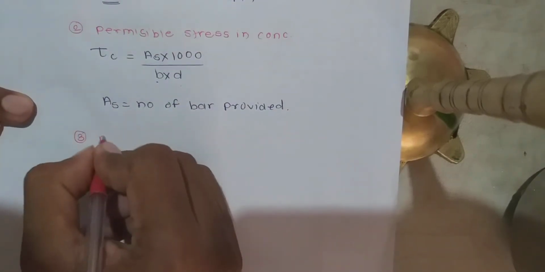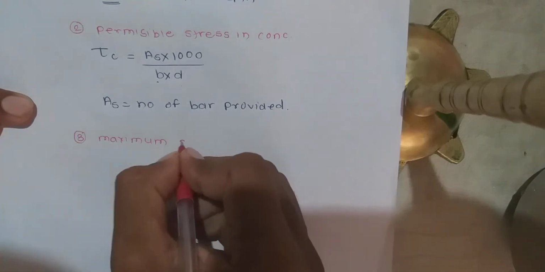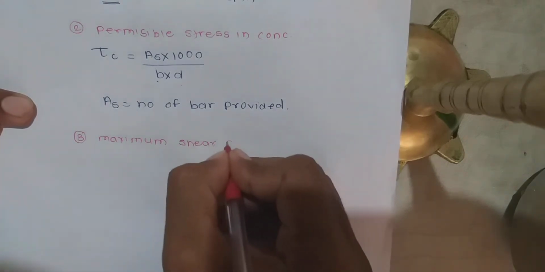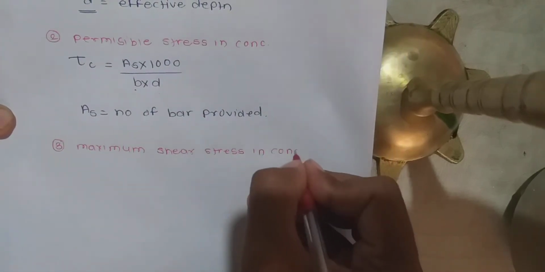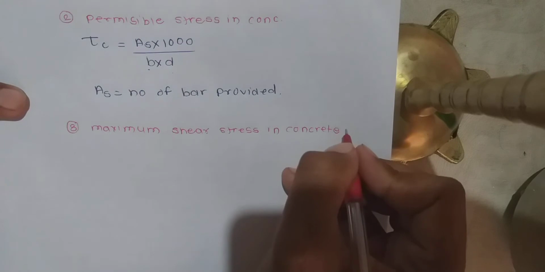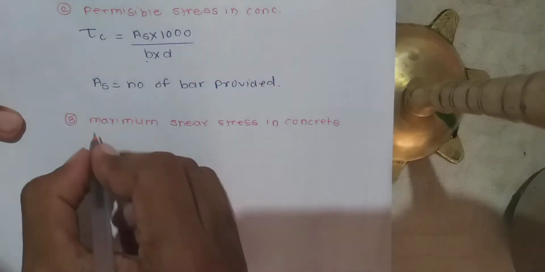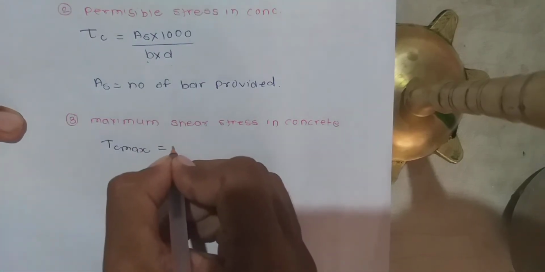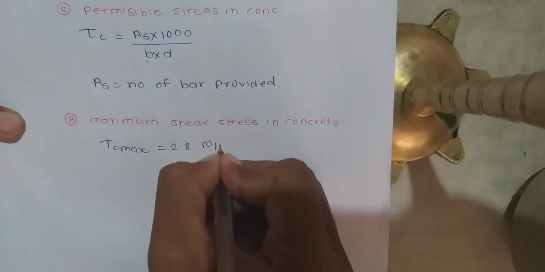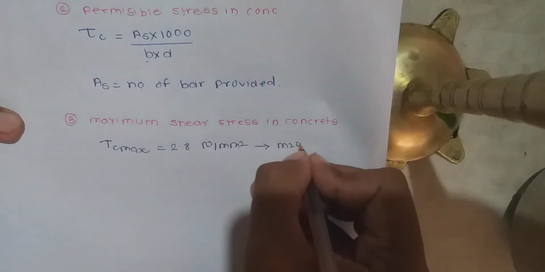So our third step is the maximum shear stress in concrete. Maximum shear stress in the concrete is denoted by tau c max equals 2.8 Newton per mm square for M20.